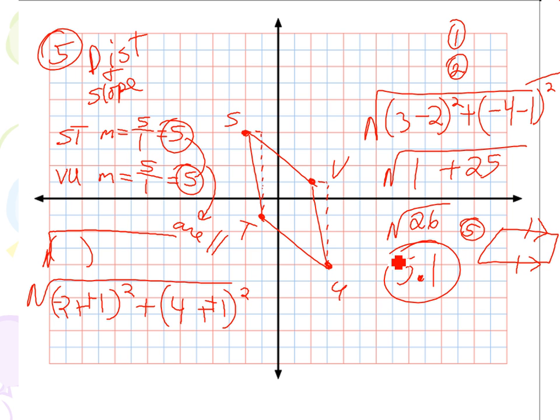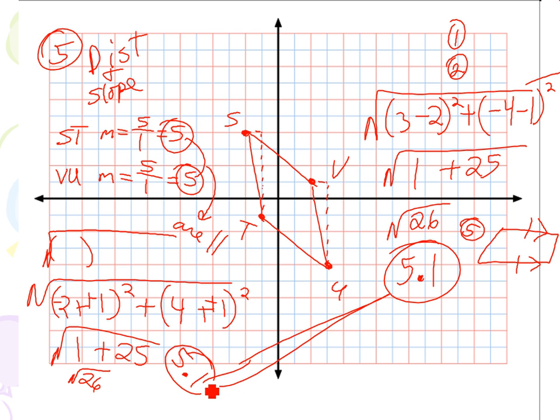How long was yours? 1 squared is what? It's 1. So we're not finished yet. And 25. Add those together. What do you get? 26. What's the square root of 26? 5.1. What's that tell us about these two? Not parallel. They are congruent.